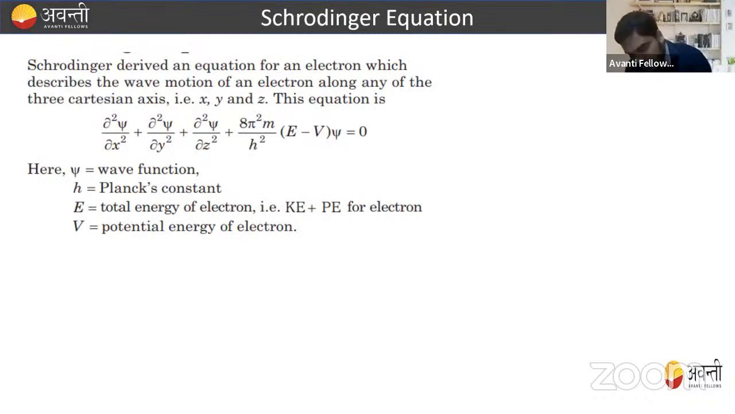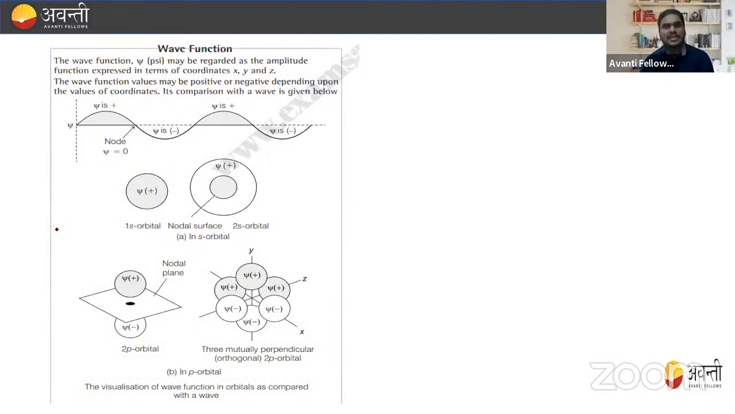Now, to overcome this, the Schrodinger equation comes into the picture. Schrodinger derived an equation for an electron which describes the wave motion of the electron along any of the three Cartesian axes, that is x, y, and z. Just remember this: del square psi upon del x square plus del square psi upon del y square plus del square psi upon del z square plus 8 pi square m upon h square (E minus V) psi is equal to 0, where the symbols have their usual meaning: psi represents the wave function, h represents Planck's constant, E represents total energy, and V represents the potential energy of the electron, right?